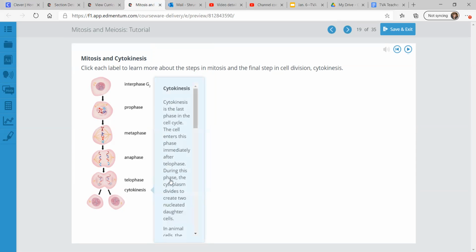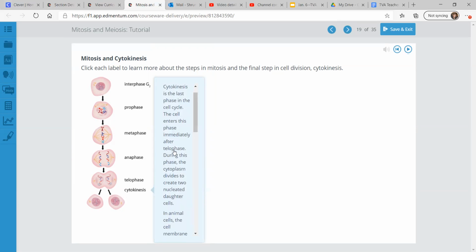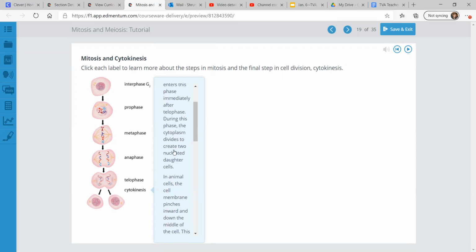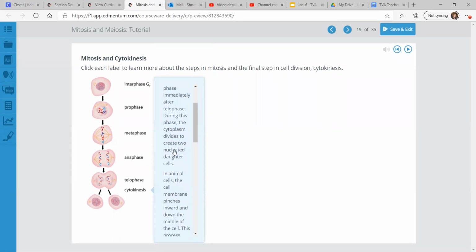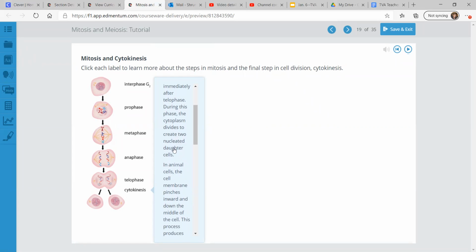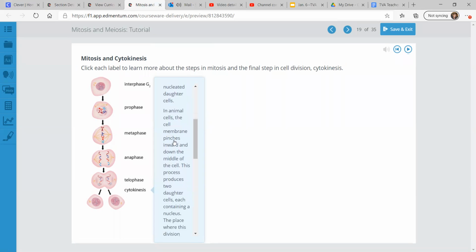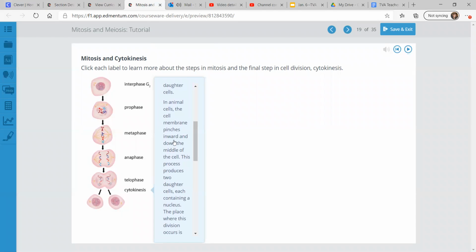And then lastly, we have cytokinesis. That's the last phase in the cell cycle. The cell enters the phase immediately after telophase. During this phase, the cytoplasm divides to create two nucleated daughter cells. In animal cells, the cell membrane pinches inward and down the middle of the cell. This process produces two daughter cells, each containing a nucleus.